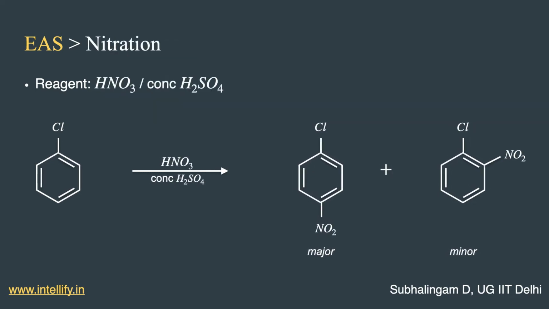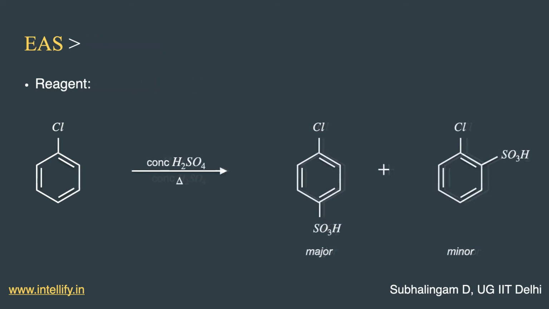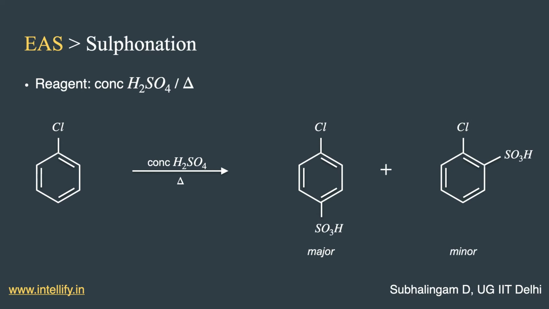Next, nitration. The reagent is HNO3 in presence of concentrated H2SO4. So when I have chlorobenzene and make it react with HNO3 in presence of concentrated sulfuric acid, I get a nitro group at para position as the major product and ortho substitution as minor product. Similarly, in sulfonation, the reagent is concentrated sulfuric acid and a little bit of heating is required, and in such a case we get a SO3H group at para position as major product and the ortho substitution is minor product as expected.